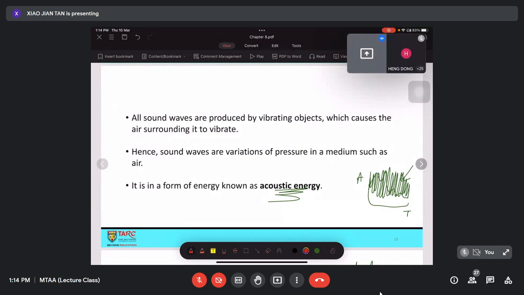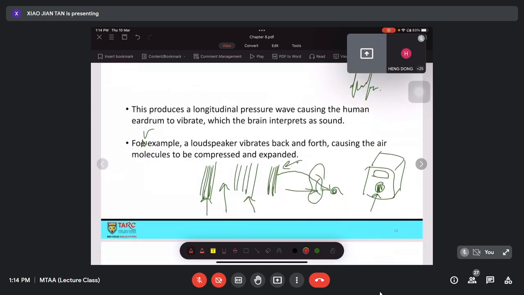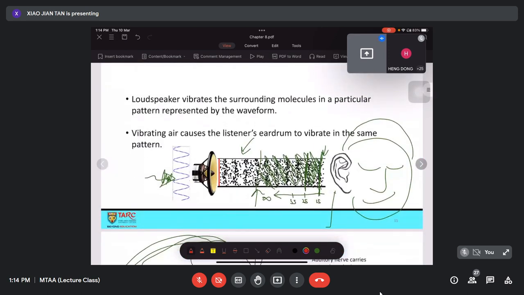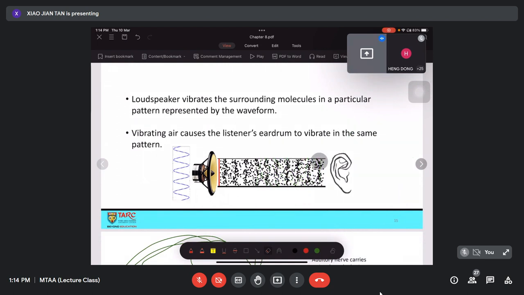All sound waves are produced by vibrating objects, which cause the surrounding air to vibrate. That is why in a vacuum, no sound can be transferred, because you don't have any molecules that allow vibration. So in space or a vacuum, there is no sound. The transmission of a sound wave is actually vibration, the vibration of molecules, and it depends on the vibration pattern. Of course, this is not that simple.